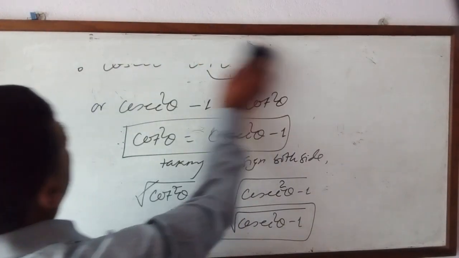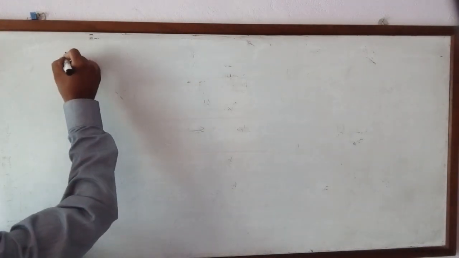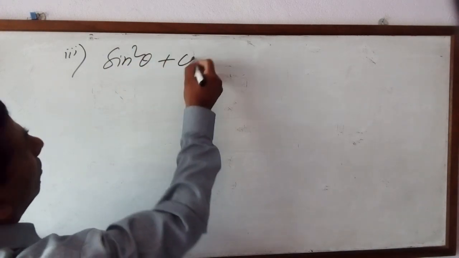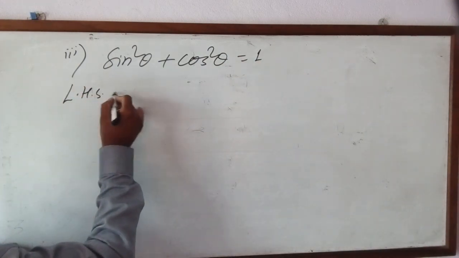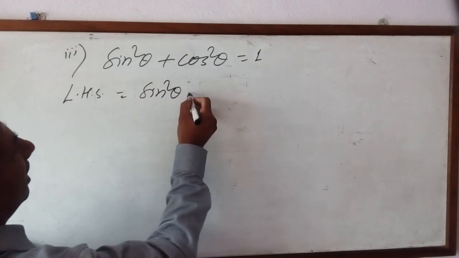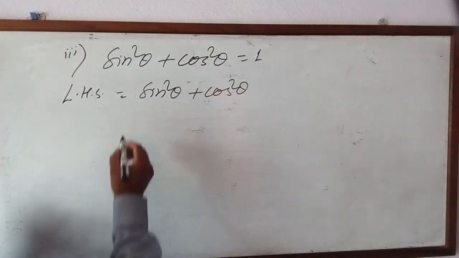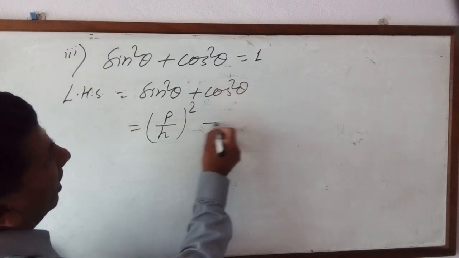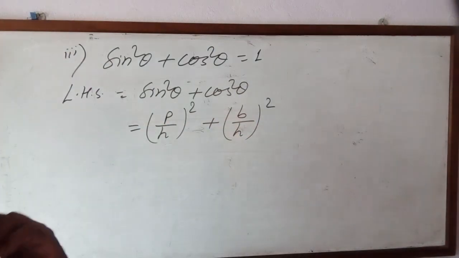Now the last one I will prove, that is sin square theta plus cos square theta equals 1. Formula number 3. On the left hand side I take sin square theta plus cos square theta. Now write the trigonometric ratios of sin and cos. Sin is p by h whole square, and cos is b by h whole square.